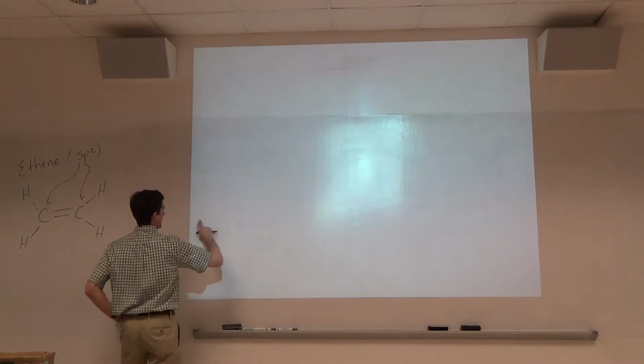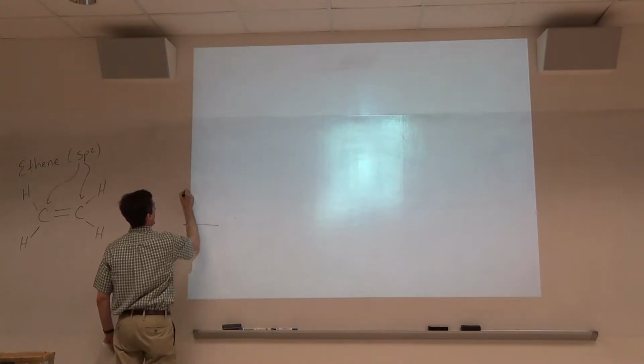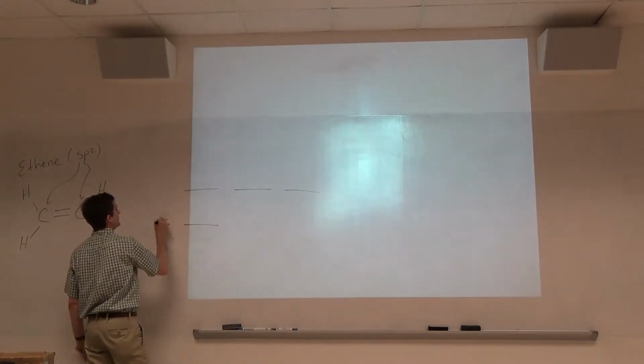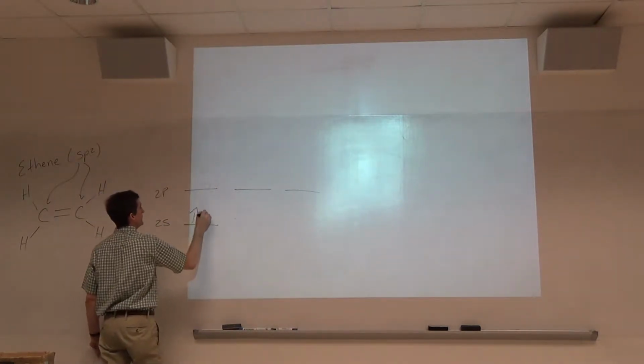So we go back and start off with the ground state. I'll redraw this each time. We've got the 2s and 2p.